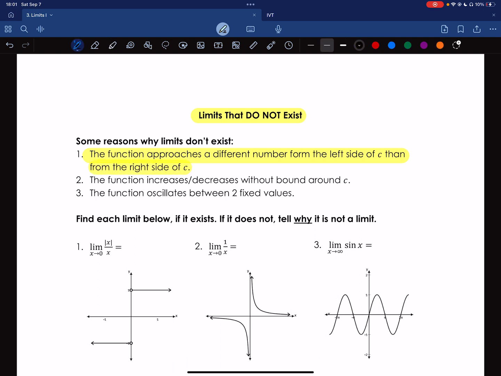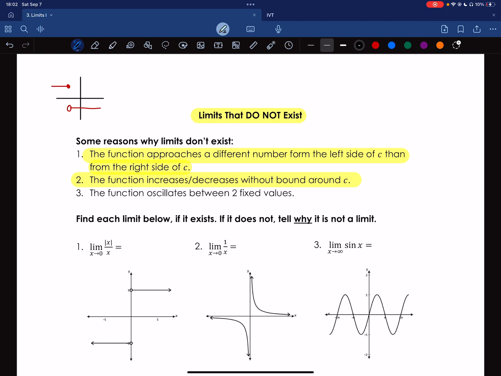What this looks like is something like this. If I have a graph, maybe from the left side, it's approaching some value that is up here, and then from the right side, it's approaching some value from over here. So that would be an example. The left side and the right side are not approaching the same value. The second one is the function increases or decreases without bound around C.